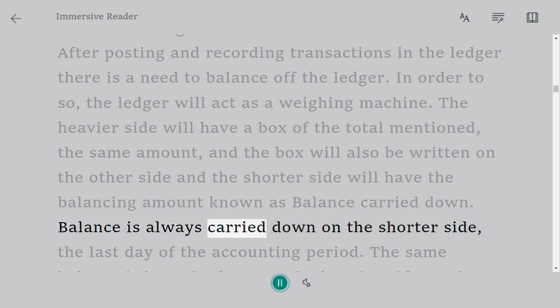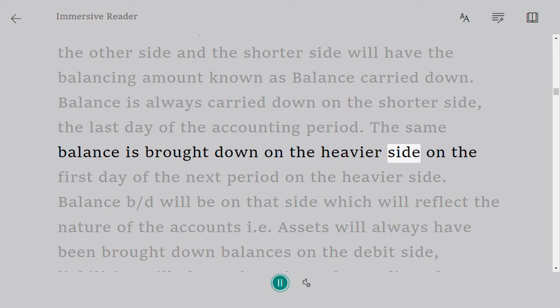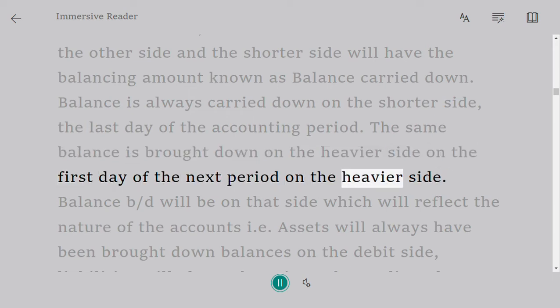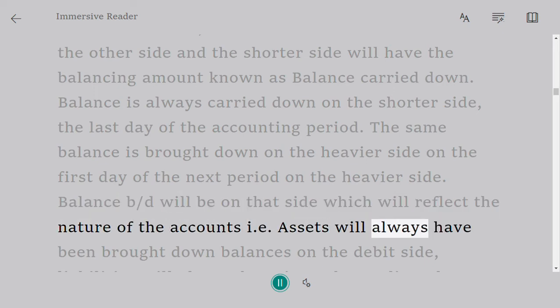Balance is always carried down on the shorter side on the last day of the account period. The same balance is brought down on the heavier side on the first day of the next period, as balance B/D on that side, which will reflect the nature of the account. Assets will always have the balance brought down on the debit side.